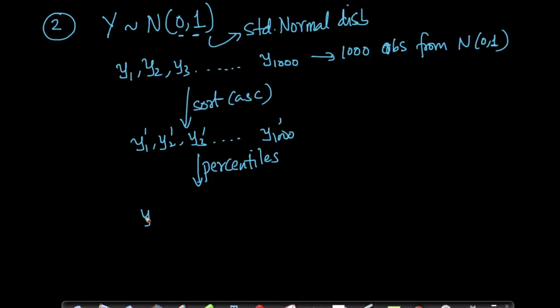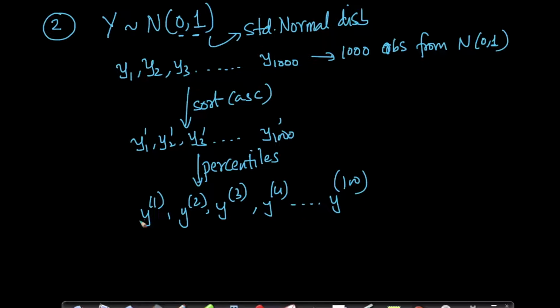Where y1 is the first percentile, y2 is the second percentile, y3 is the third percentile, y4 is the fourth percentile, up to y100. Right? I can compute this. Now, remember here in the second step, I'm taking a random variable y which is N(0,1). So this is my second step.